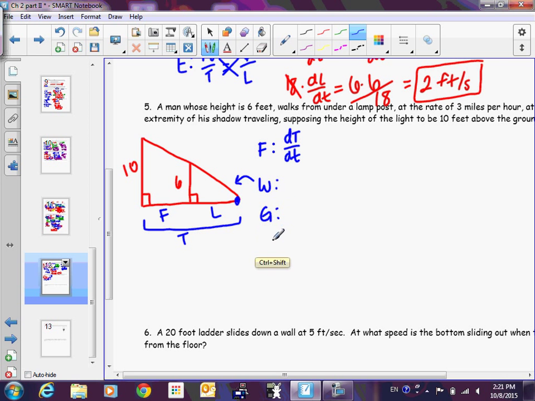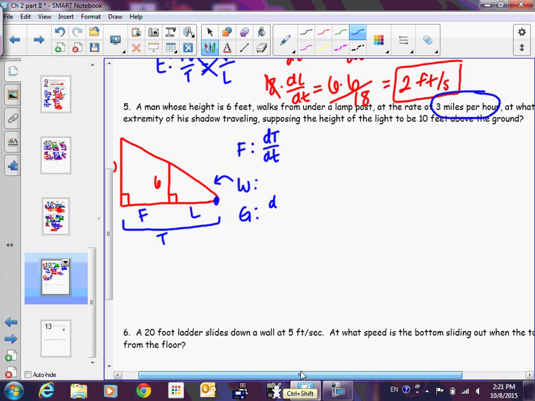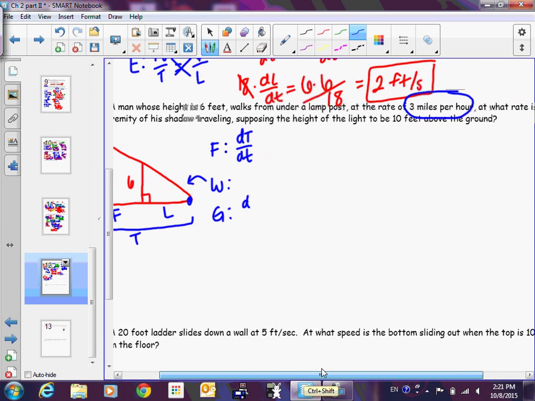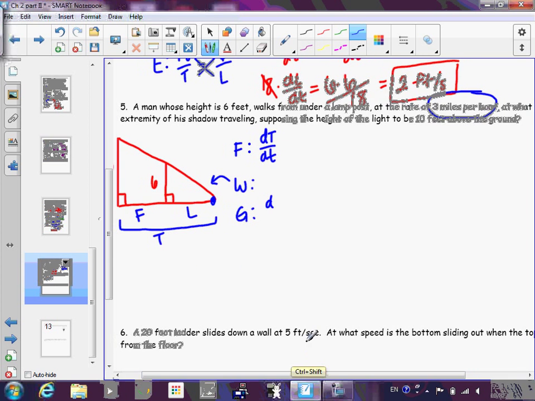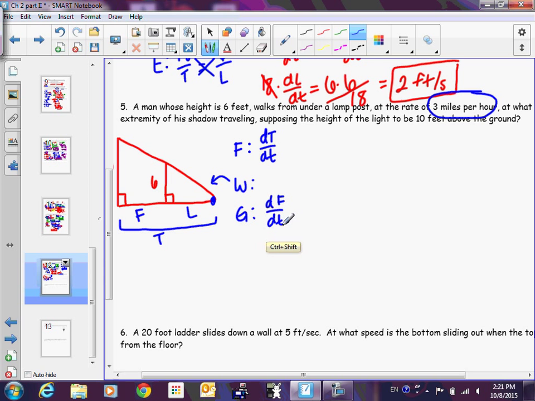Okay, everything from the picture. What else was given here? A man whose height is 6 feet walks under a lamppost at the rate of 3 miles an hour. So the man is walking away. So dF over dt. And that's a common thing for them to give, because if you think about a real life situation, if you were measuring something, you'd be measuring how fast the person was walking. And that's going to be 3 miles per hour.